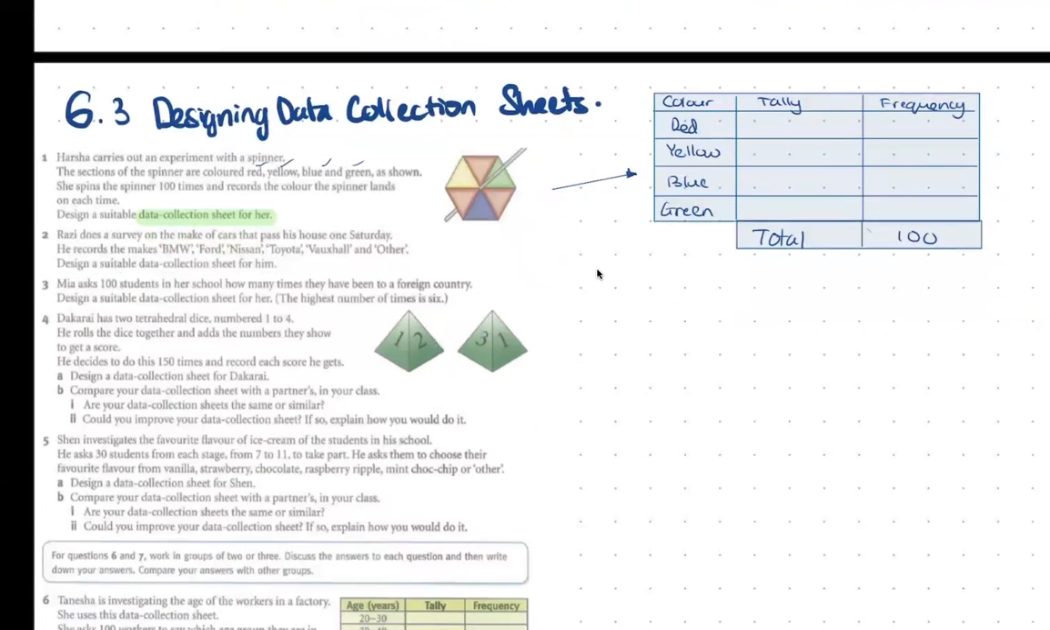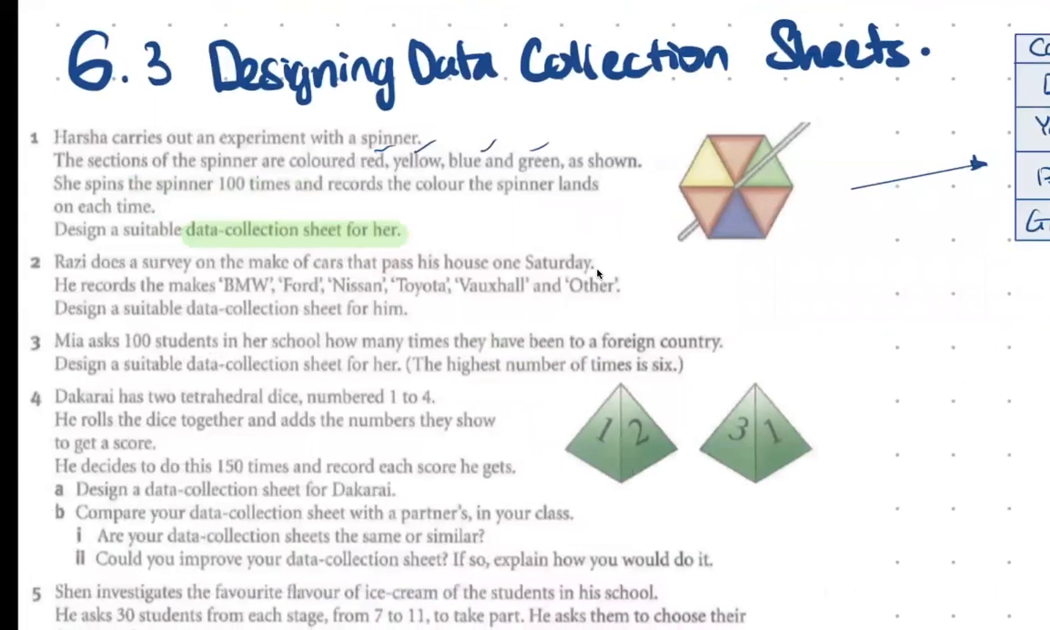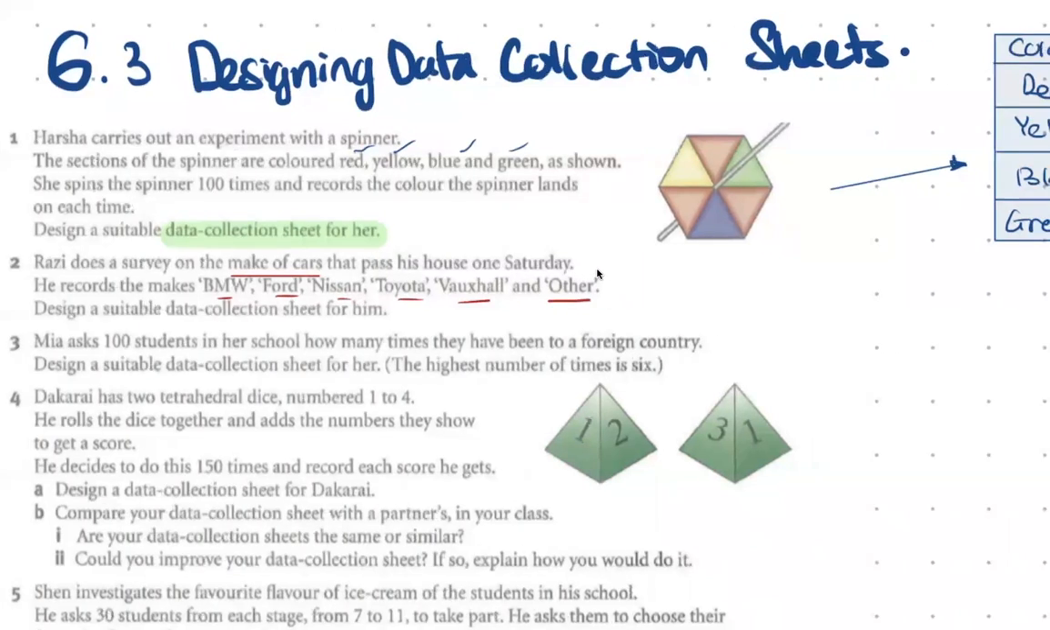Okay, the next one, Razi does a survey on the make of cars that passed his house on one Saturday. So now we're just looking at make of cars. So it records BMW, Ford, Nissan, Toyota, Vauxhall, and others. Design a suitable data collection sheet for him.